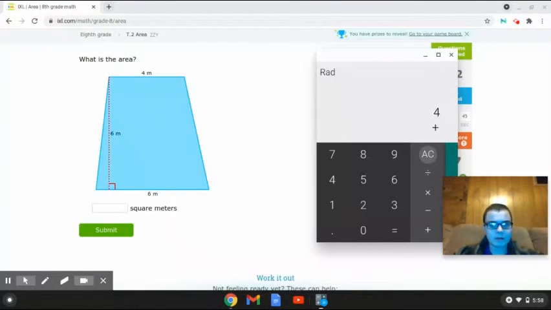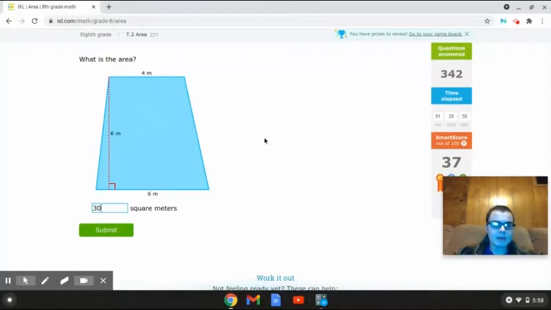So first we're going to take 4 and add it to 6. That will give us 10. Then we divide this answer by 2. That will give us 5. And then we multiply this answer times the height, which is 6. That will give us 30. So the area for this trapezoid is 30 square meters. And that is how to solve this problem. So I'm going to be doing one more.